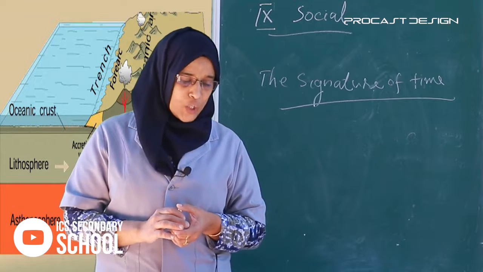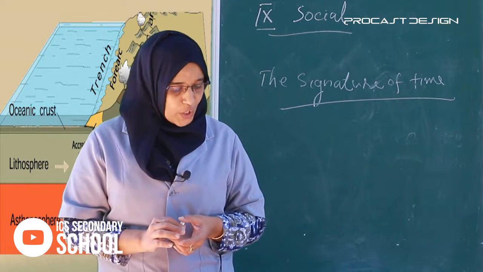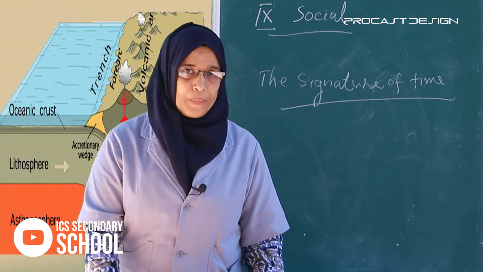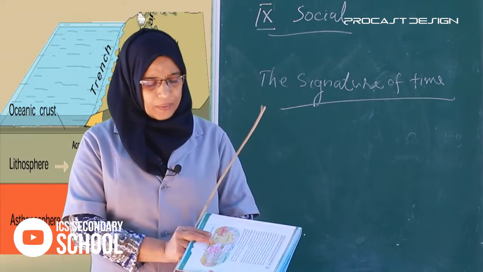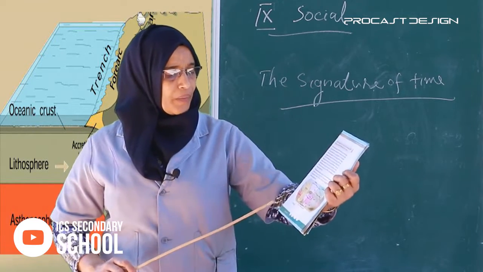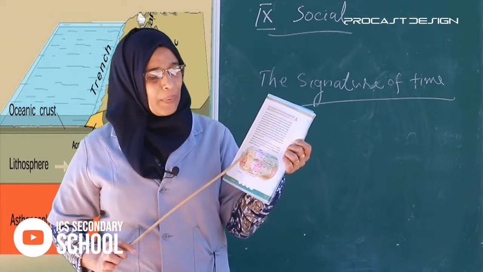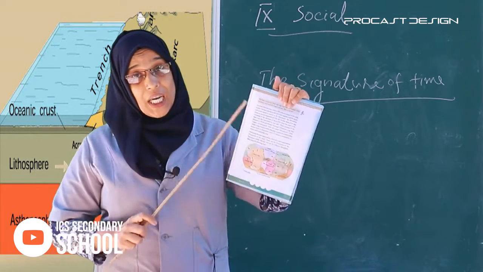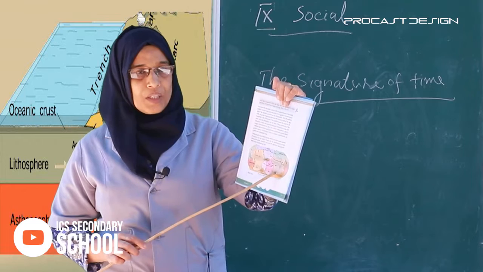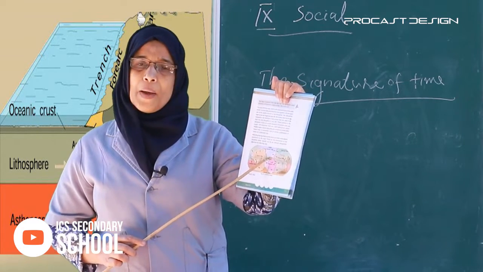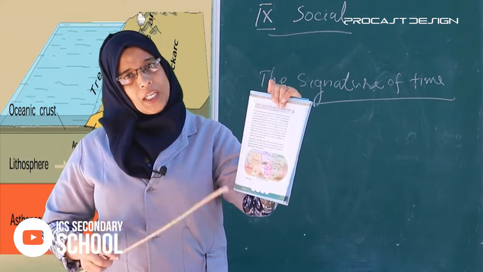Look at the textbook, page number 27. This is the lithospheric plate map. There are many lithospheric plates in this map, major plates and minor plates.